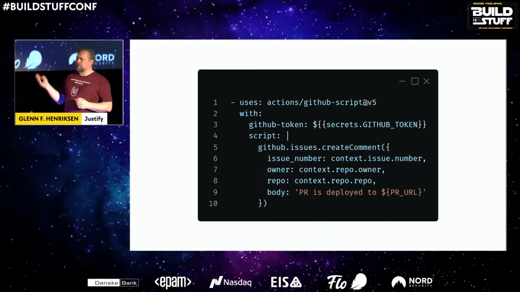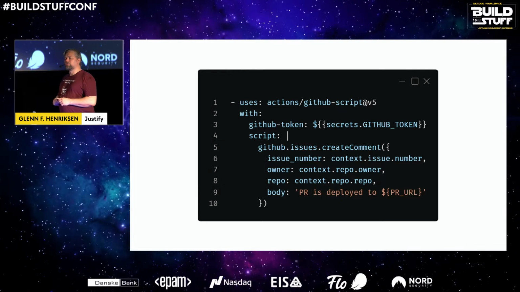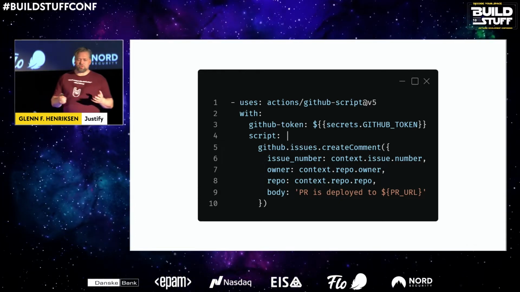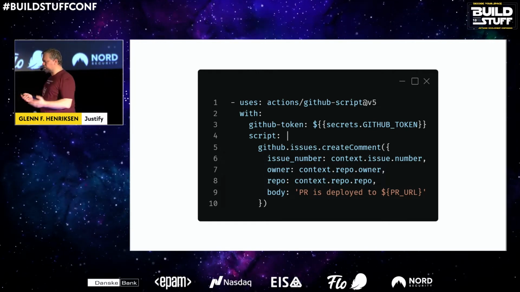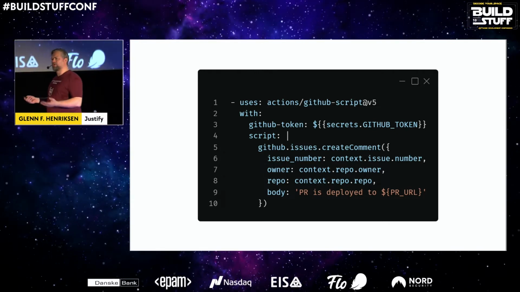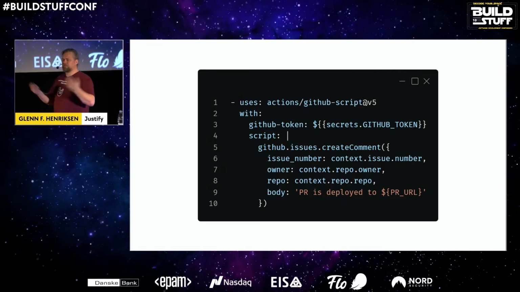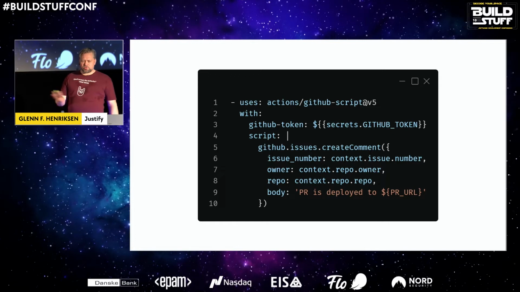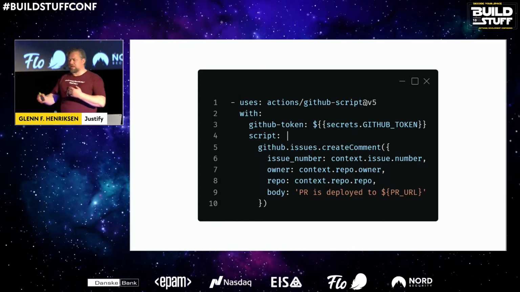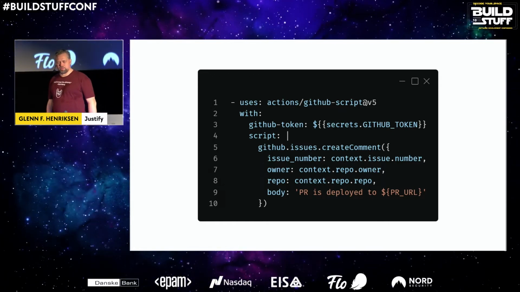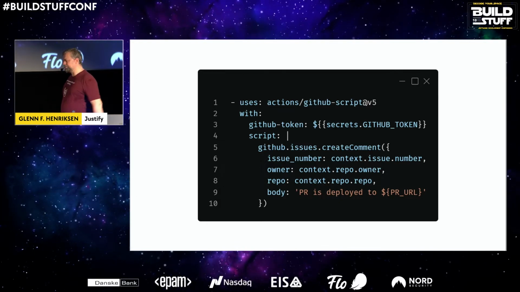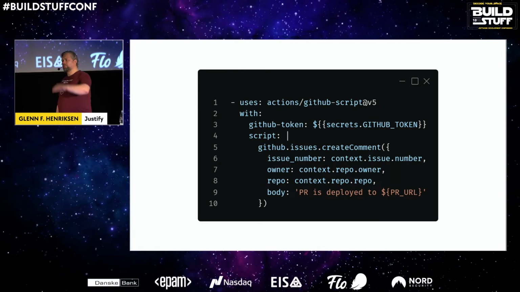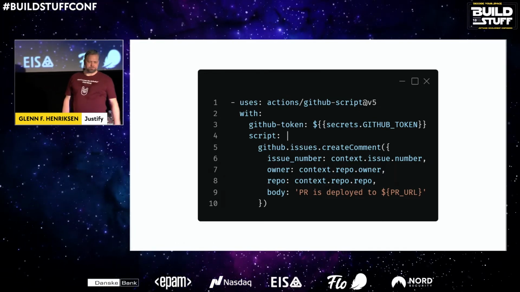It looks sort of like this. This is the part for posting a PR comment. So it's GitHub issues, create comment. GitHub is weird because a pull request is actually a special issue, so it has the same API and everything. So script, create comment, issue number, get some data from the context, the owner of the repo, the body, just the text. And the URL has been put into an environment variable by the deployment further up.